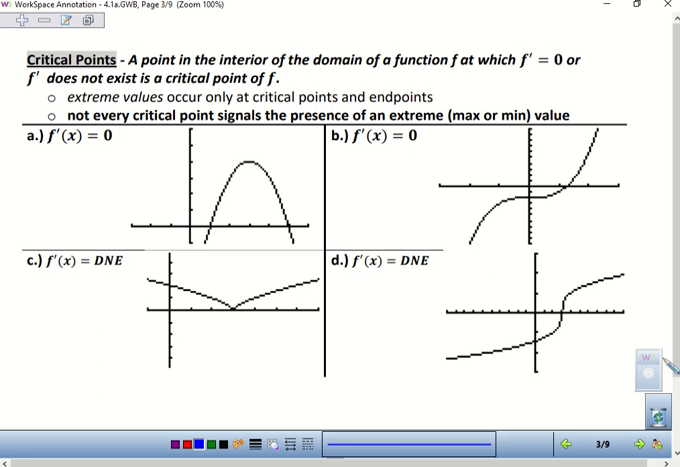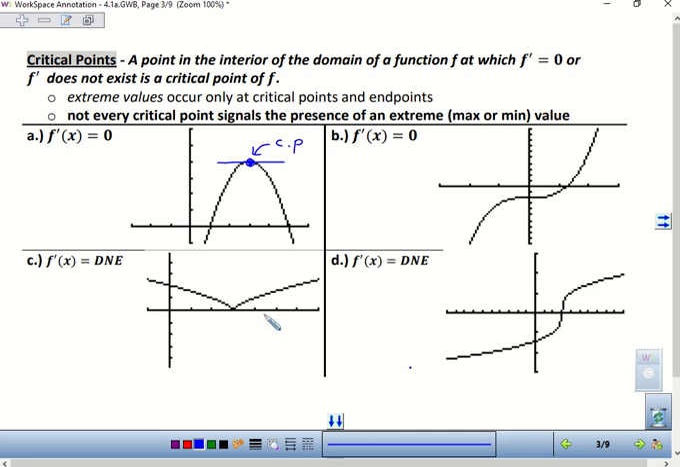So there are extreme values that occur at critical points, also at endpoints, and not every critical point signals the presence of an extreme value. So that's really important. Not every critical point we find today will be that useful. Okay, sometimes you find extra information, and that's okay. So this one here, does everybody see why this is a critical point? Because it is a maximum and it has a derivative of 0, so we would call this a critical point.